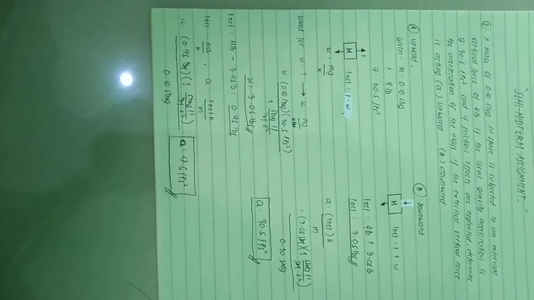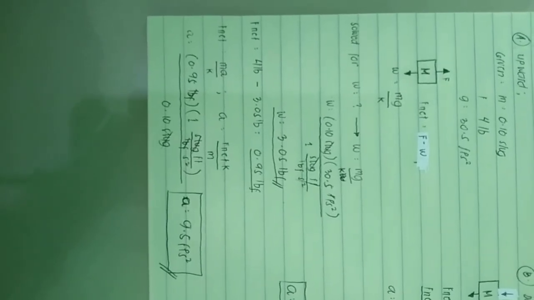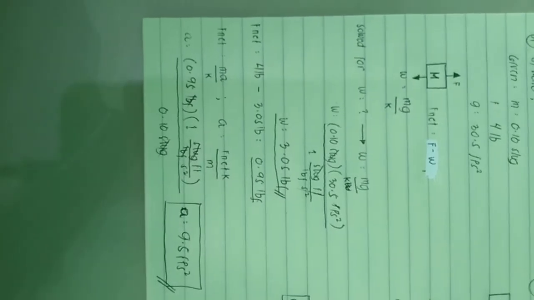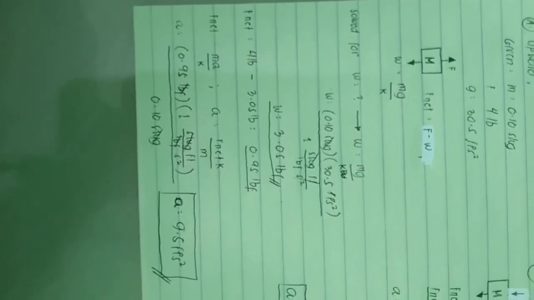But this is not the final answer, since it's asking us to determine the acceleration of the mass. To solve for the acceleration of the mass, we have the formula: F net is equal to ma. We can also use k. So to solve for the acceleration, we have the formula: the acceleration is equal to F net times k over m. So this is the solution.